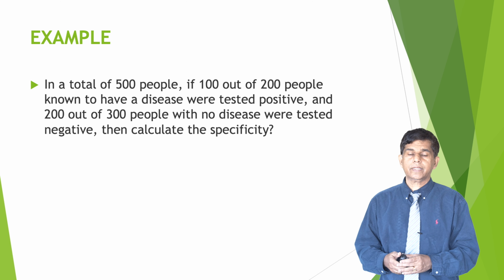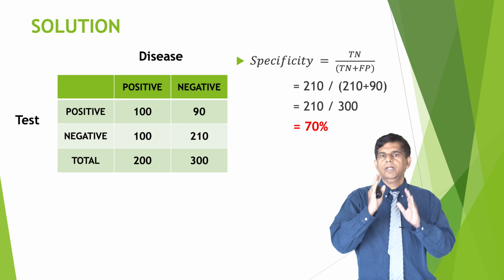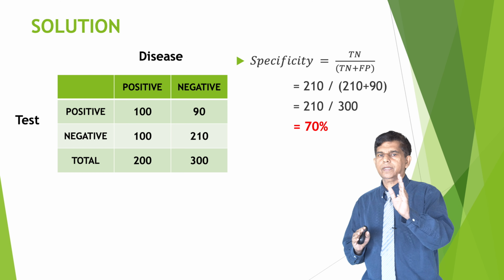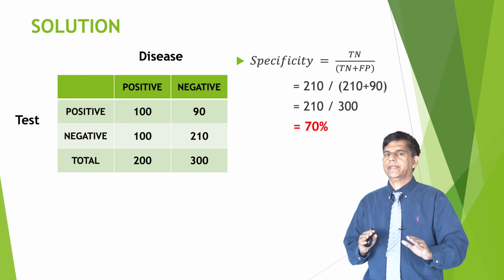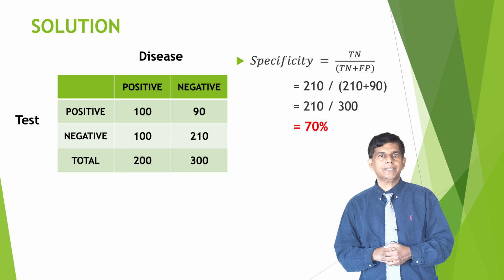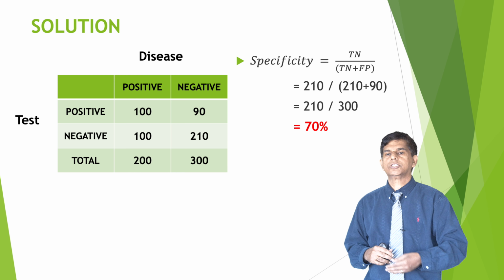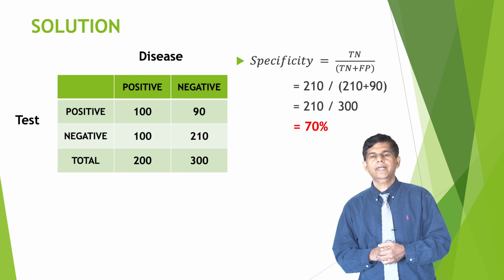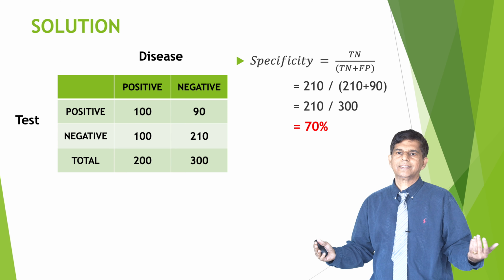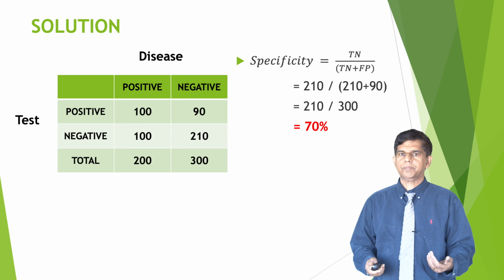Okay, so let's look at our answer. Your solution in disease, again, positive, negative on the top. On the left side, you put the test, positive and negative. So you got 100, 90, 100, and 210. You add it up, you get the total. And let's bring in our formula. What is it? Specificity equals true negative divided by true negative plus false positive, which is 210 divided by 210 plus 90. So equals 210 divided by 300, which is 70%. The specificity of this test is 70%.